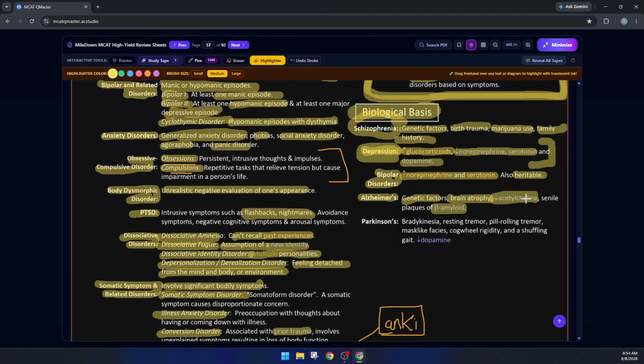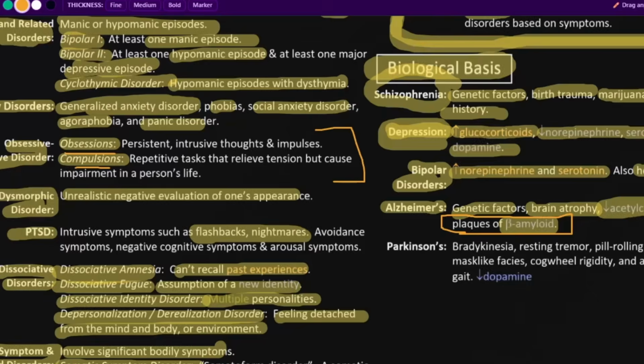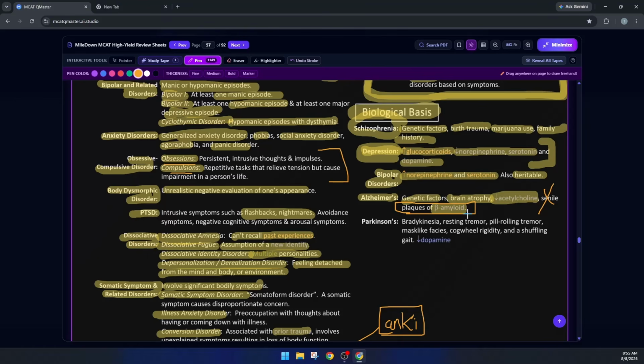This lowered acetylcholine is pretty high yield for Alzheimer's, by the way. Senile plaques of beta amyloid. You should know that plaque. You don't have to know senile; I don't even really know what senile means. But you need to know that plaques of beta amyloid build up in a person's brain with Alzheimer's.